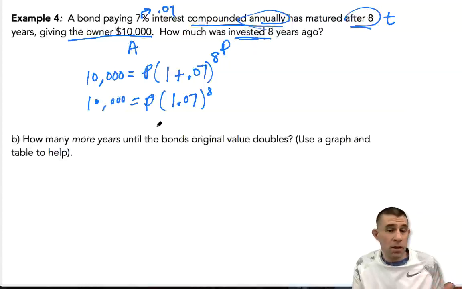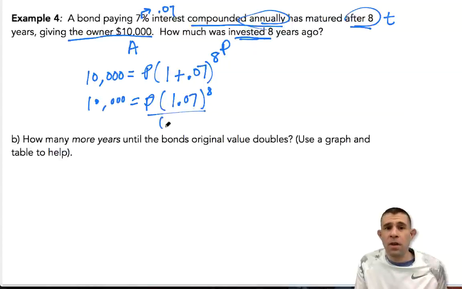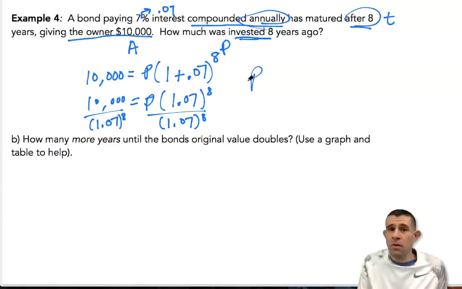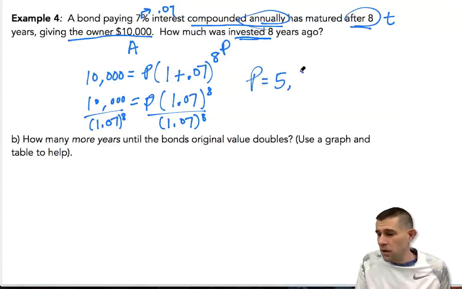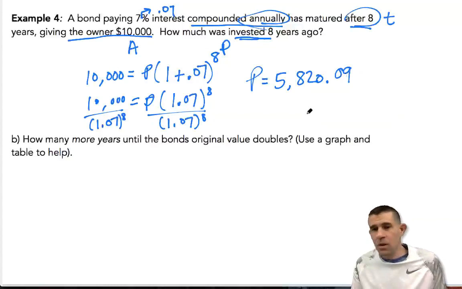Now, in order to get P by itself, we need to divide both sides by 1.07 to the 8th. And when I take 10,000 and divide it by 1.07 to the 8th power, my principal amount comes out to be $5,820.09. All right.